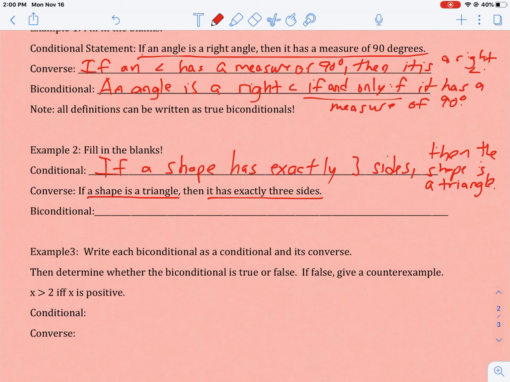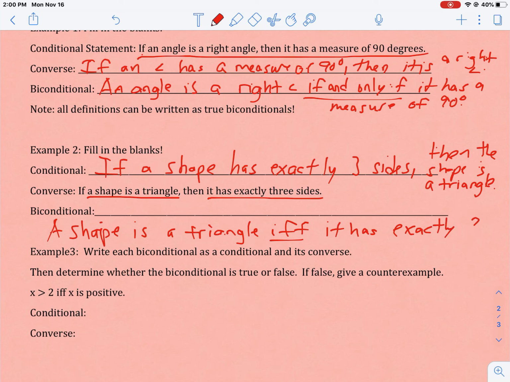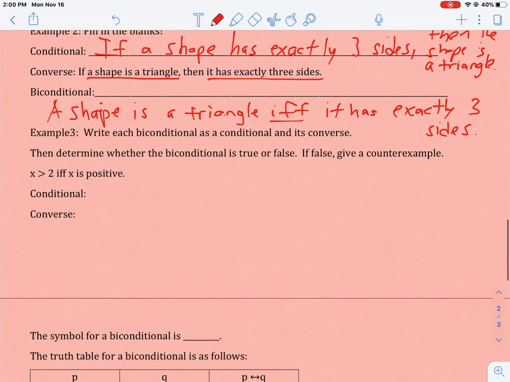Now, again, to write the biconditional: a shape is a triangle. I'm going to use the abbreviation iff. That means if and only if it has exactly 3 sides. Okay.